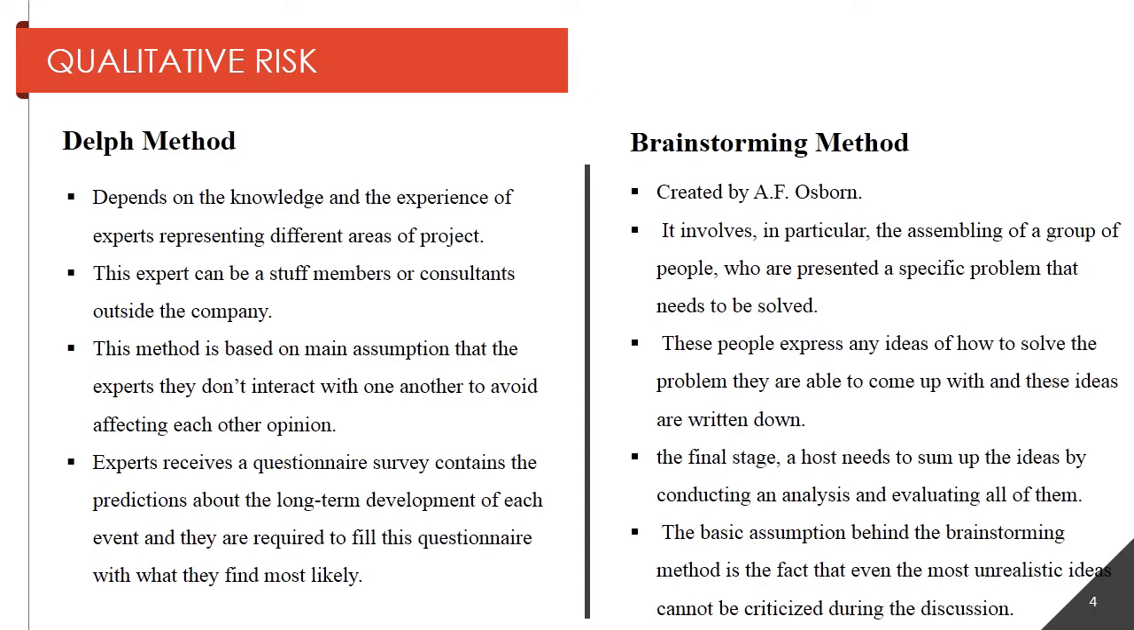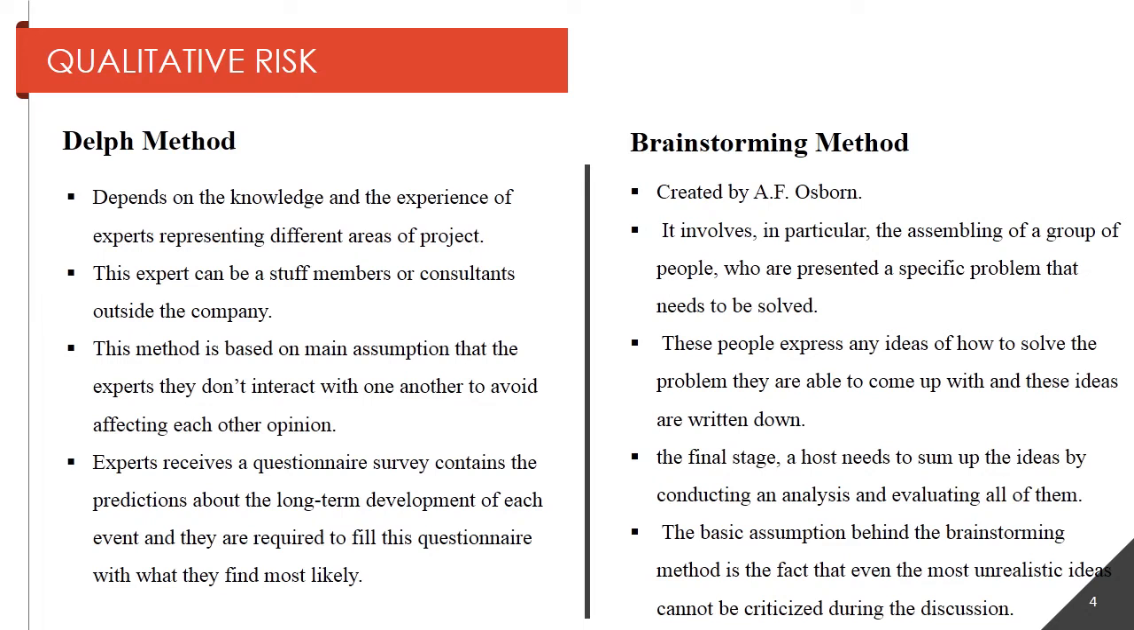The first method is Delphi method, which is based on the knowledge of experts representing different areas of a project. So the company can depend on a staff member or can assign a consultant by outsourcing. This method is based on the main assumption that the experts have no communication or contact with each other, to avoid affecting each other's opinion. Experts receive a questionnaire and they are required to fill it in according to what they find most likely will happen.